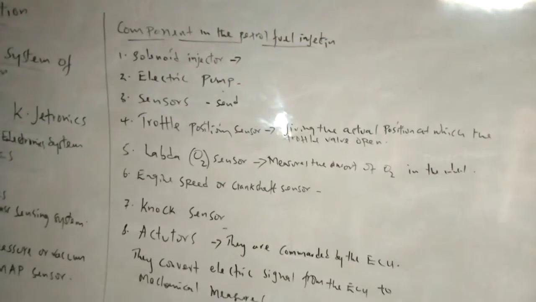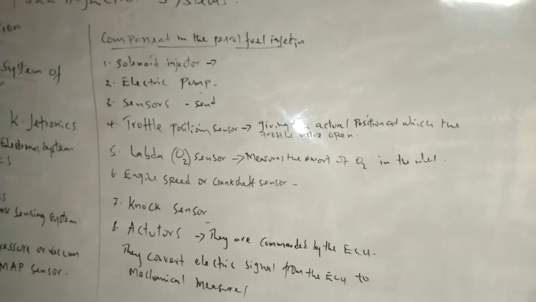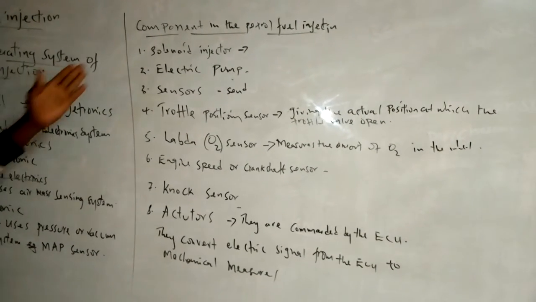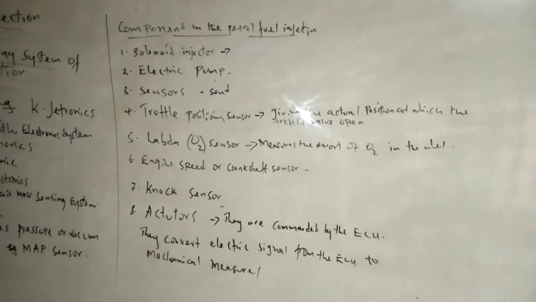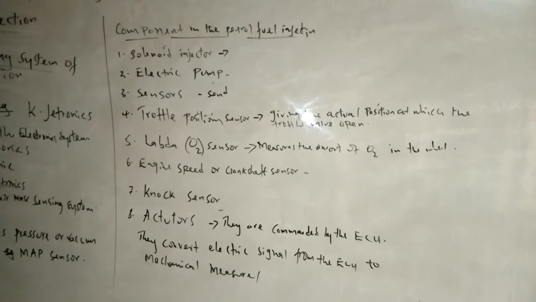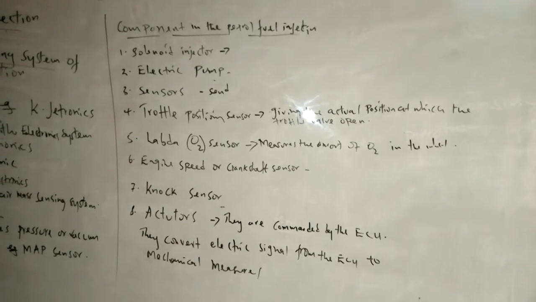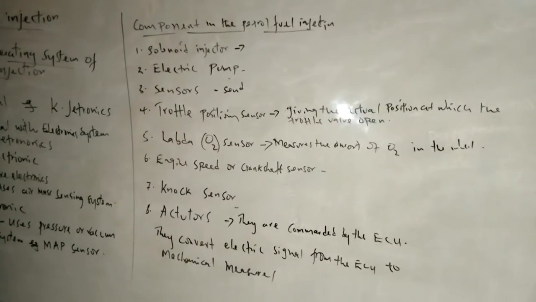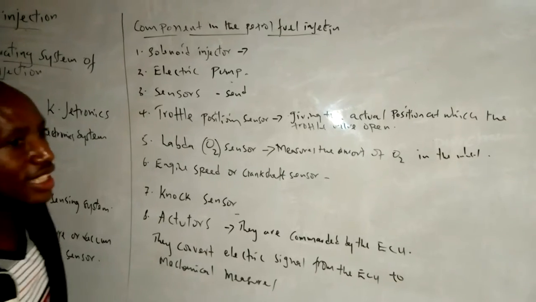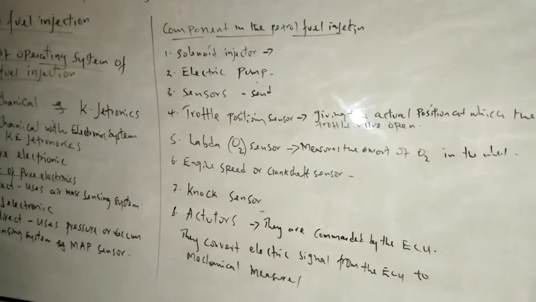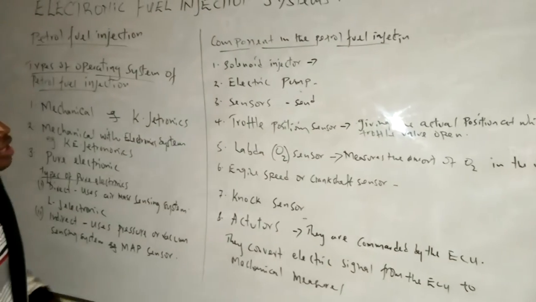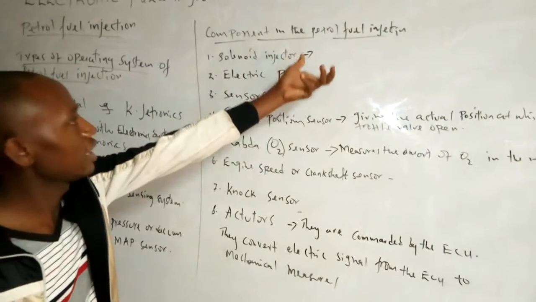Now, let us look at the components involved in the petrol fuel injection. As you go through your notes, you will see these components being used in the L-Jetronic, KE-Jetronic, or K-Jetronic. Number one, we have the solenoid injector. This is an electric injector commanded by the ECU to inject the correct amount of fuel at the correct time.